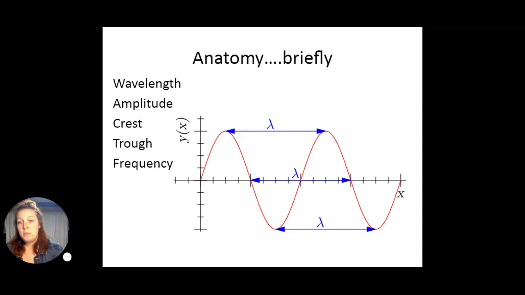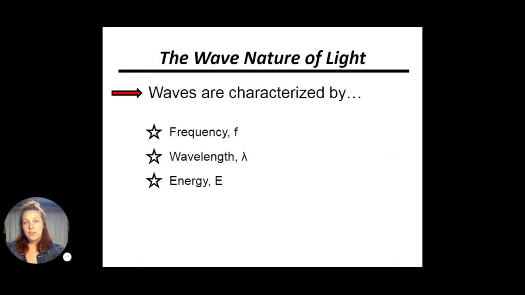The last term you should be familiar with is frequency. Frequency is how frequently a wave occurs over a period of time. So waves are characterized by 3 variables: frequency, wavelength, and energy. We're going to learn how to calculate all 3 of these variables, and we're also going to learn the relationships between these variables.